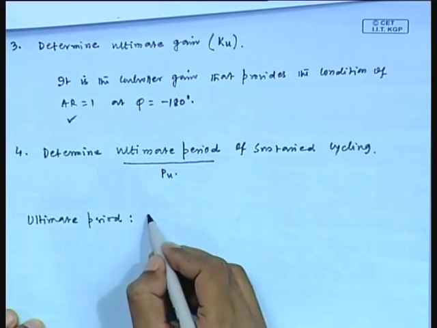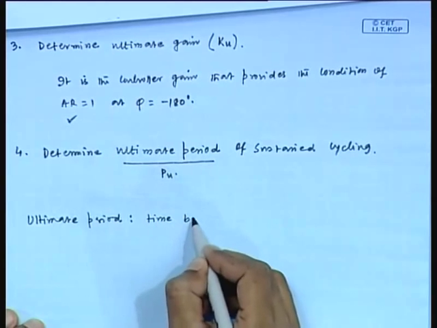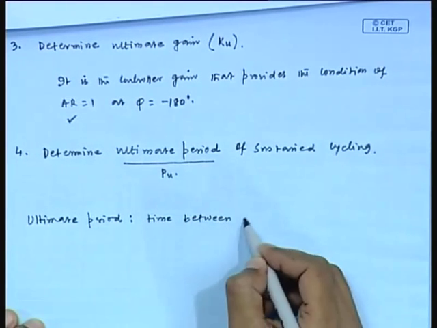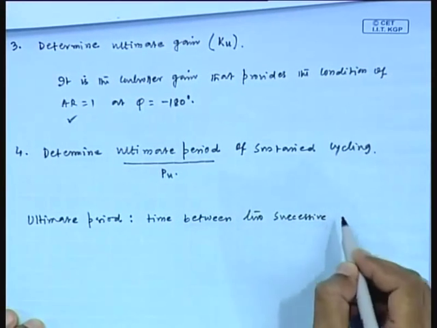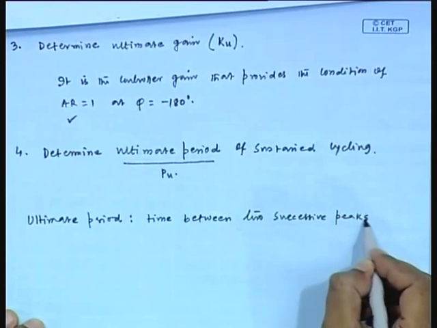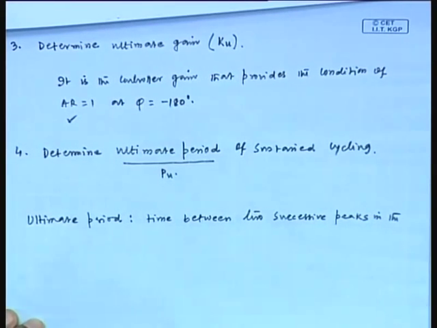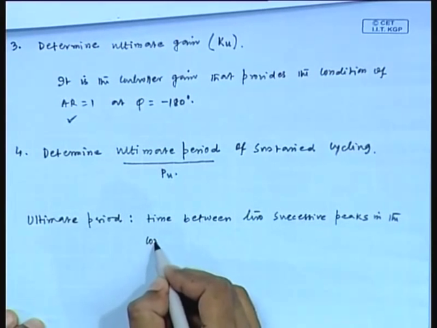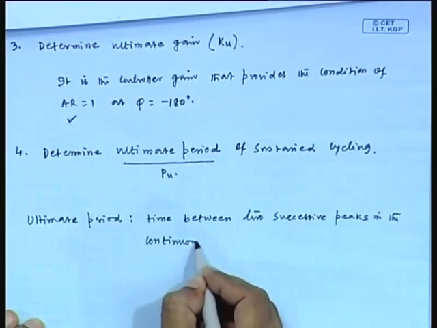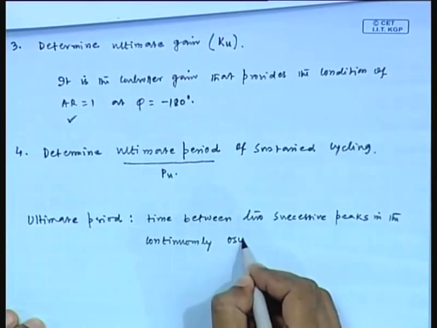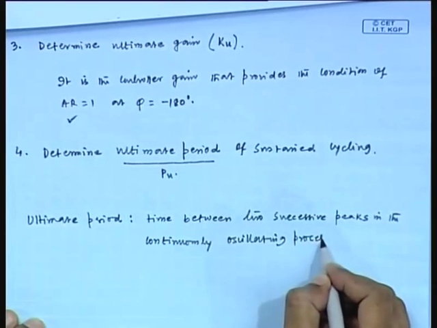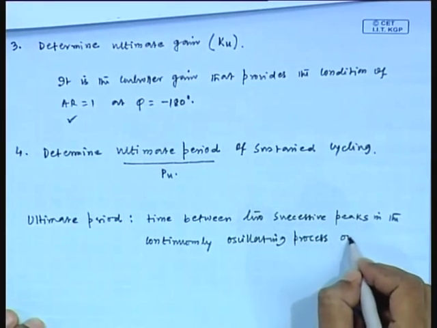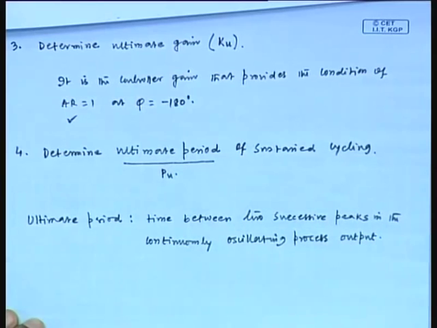Ultimate period is the time between two successive peaks in the continuously oscillating process output.